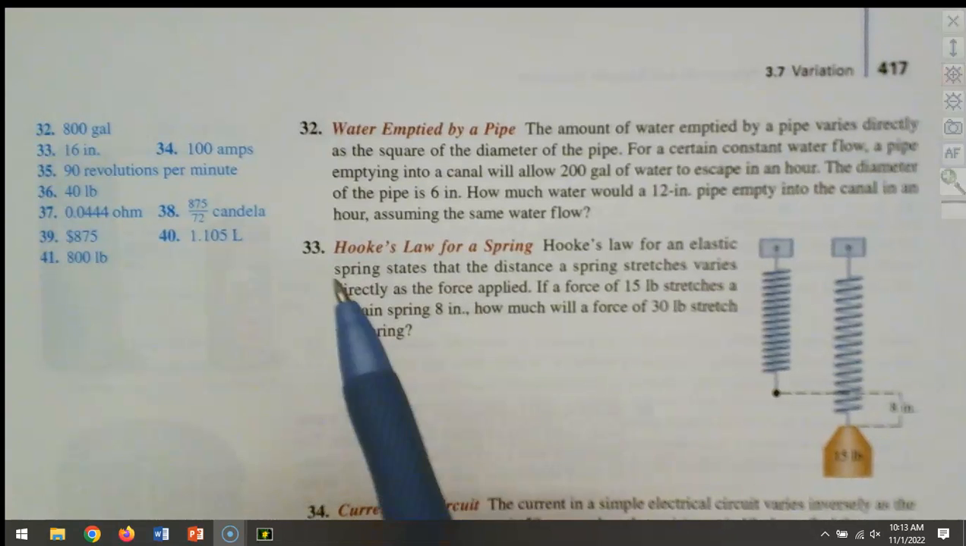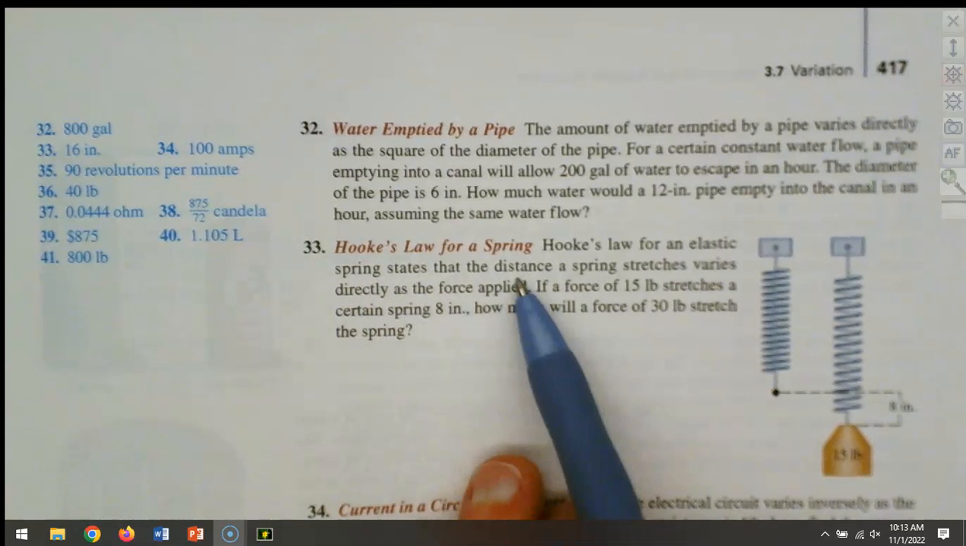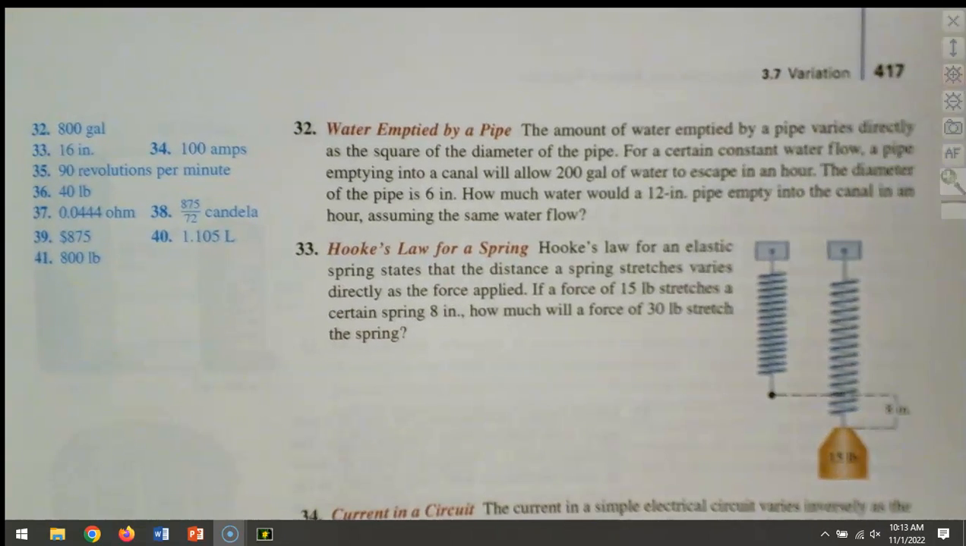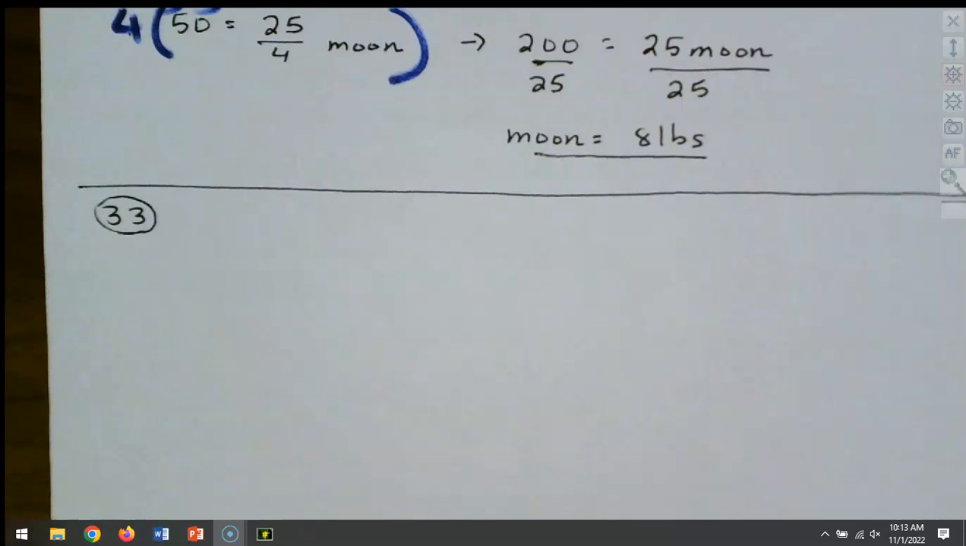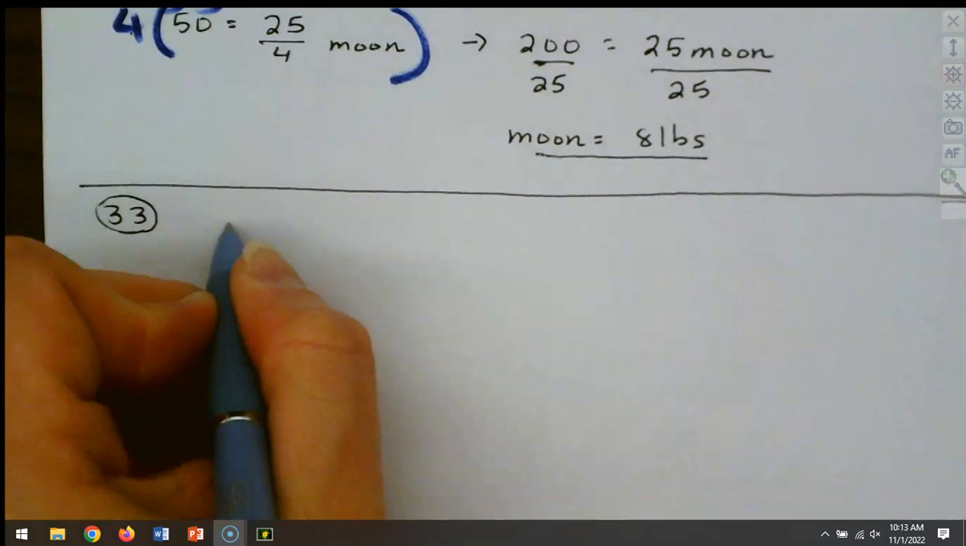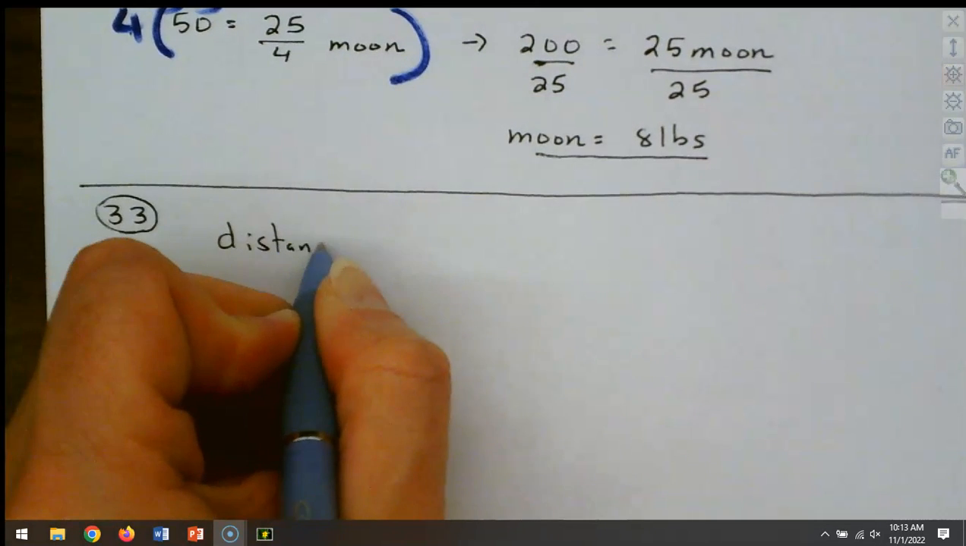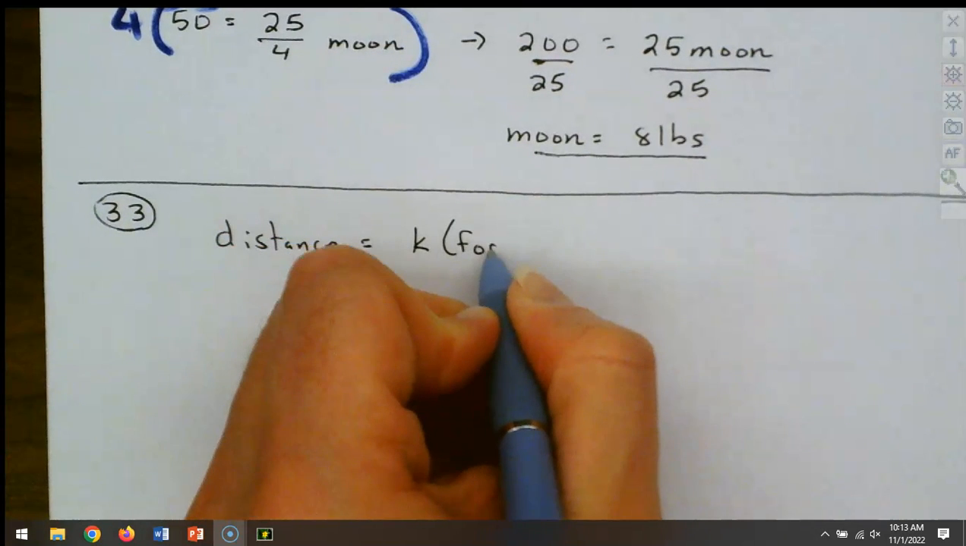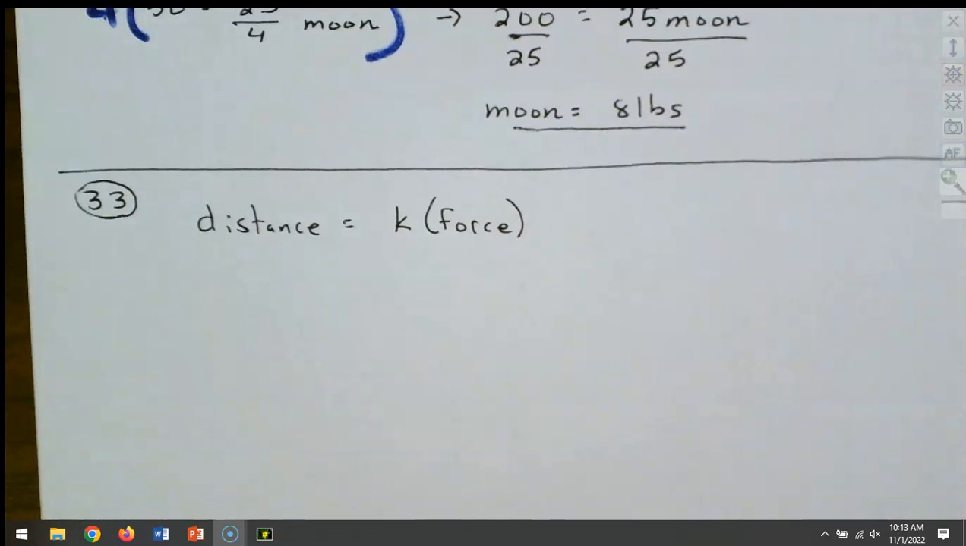So let's take that piece out. What do we have? Distance varies directly as the force applied. So what's our formula look like there? Distance equals K times the force applied. Right? Distance equals K times the force. Now, what do we know about this particular spring? If a force of 15 pounds stretches the spring 8 inches.